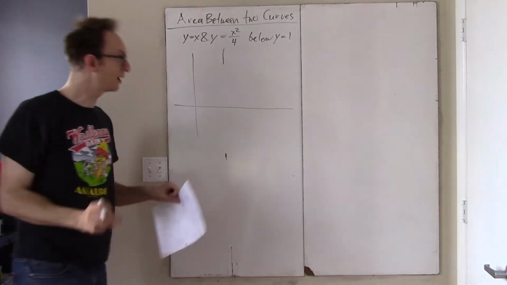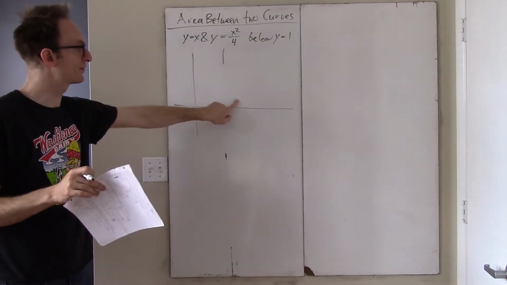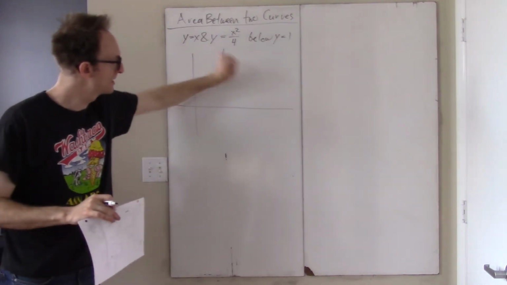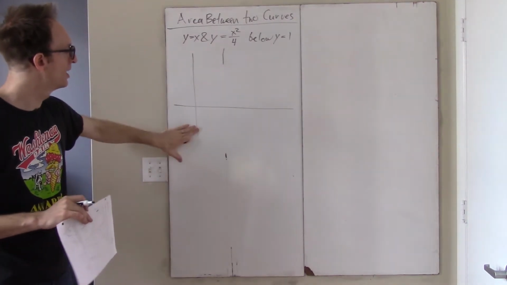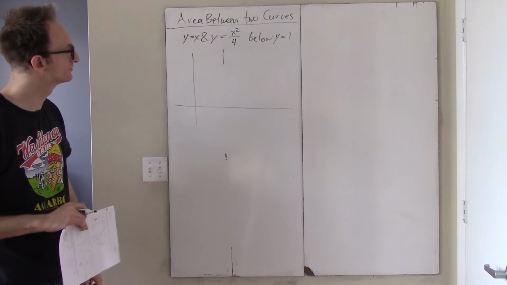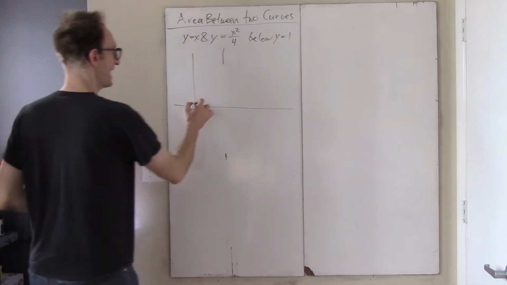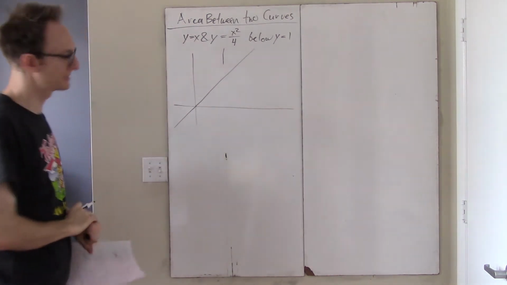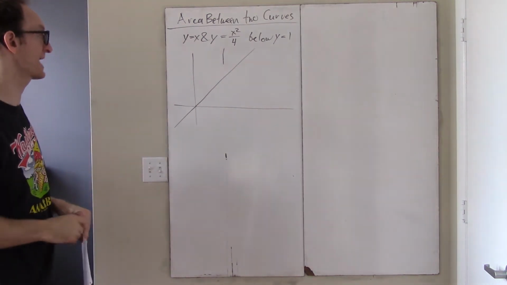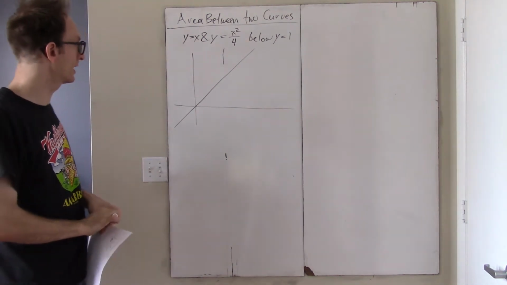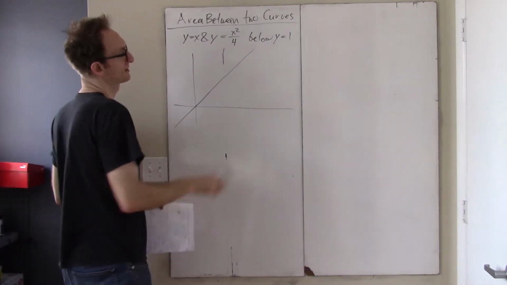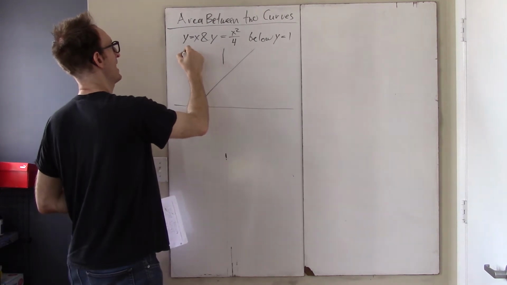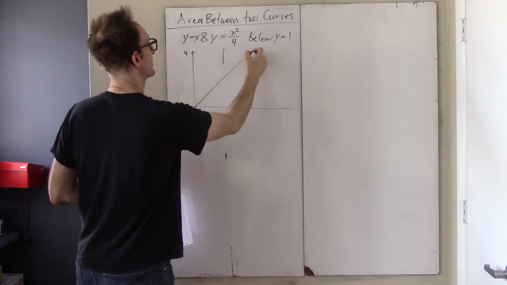And I'm only interested in what's going on in the first quadrant, so I'll only draw the first quadrant. Now I have to graph y equals x. Okay, I can do that. There it is. And I have to graph y equals x squared over 4, and I guess when x is 2 that's going to intersect, way up here at 4 or something.